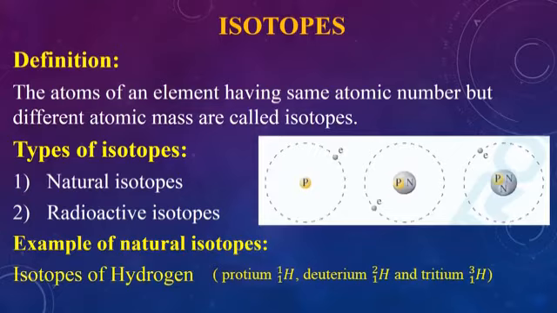In the same way, we can have different isotopes of carbon, different isotopes of nitrogen, and there are so many other elements which have their own isotopes, with the same atomic number but different atomic mass. If we talk about carbon, carbon has three isotopes, C612, C613, and C614.